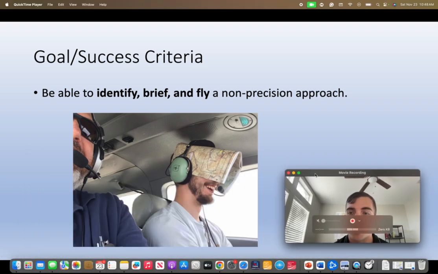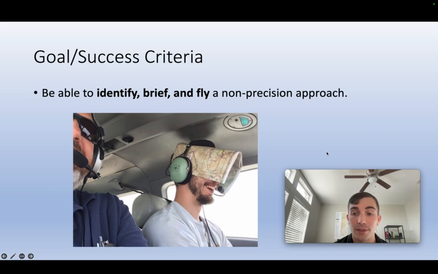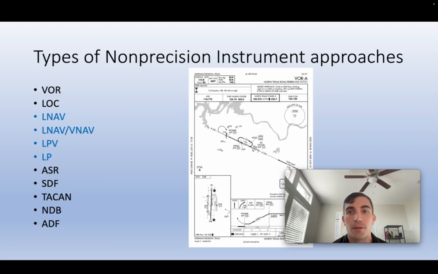Okay, the goals and success criteria here are to be able to do three things: to identify, brief, and fly a non-precision approach. And by identify, I mean choose the appropriate plate for that airport. So there's a whole slew of non-precision approaches. I've listed these in order from most common to least common. The ones we usually fly are the VOR, the localizer, LNAV, LNAV/VNAV, LPV, and LP. And then those last five, the ASR, SDF, TACAN, NDB, and ADF, are a little bit more archaic and less common.